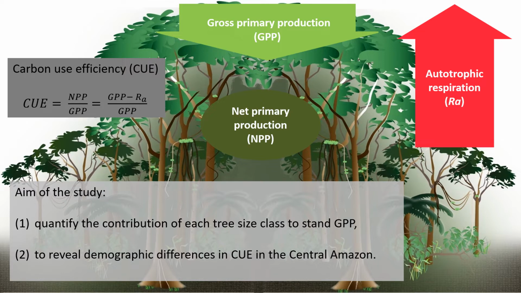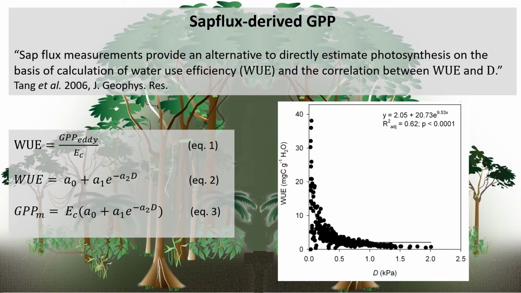In this study, we wanted to focus on partitioning GPP into different tree size classes. With this, we also wanted to reveal demographic differences in productivity and carbon use efficiency in an old-growth forest in the central Amazon. To estimate GPP for different tree size classes, we used the method developed by Tang et al. 2006, who combined GPP estimates from eddy covariance measurements and canopy transpiration data from sap flux measurement.